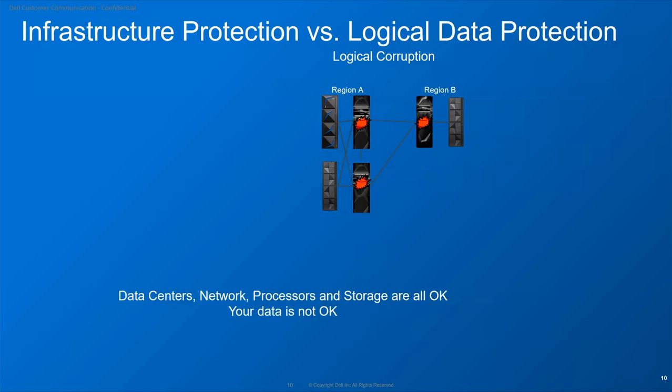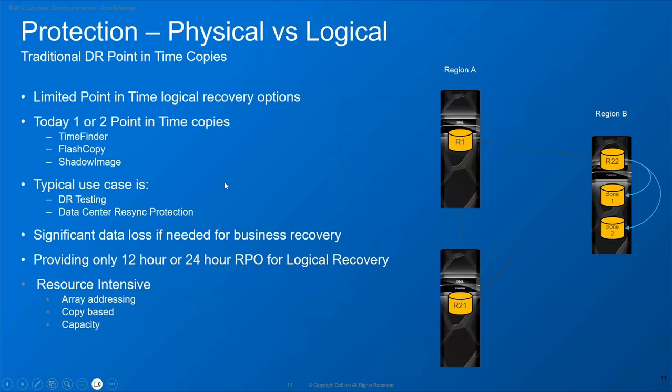We don't have a physical loss of resources. We have all the physical resources, the data centers, the networks, the processors, the storage, everything's running fine and it's okay. But of course, your data is not okay, and it's not okay in every copy that you've created. So we need to find a way to protect against that and provide recovery capability for widespread data integrity loss caused by errant data or a malicious actor. So how have we done this in the past?